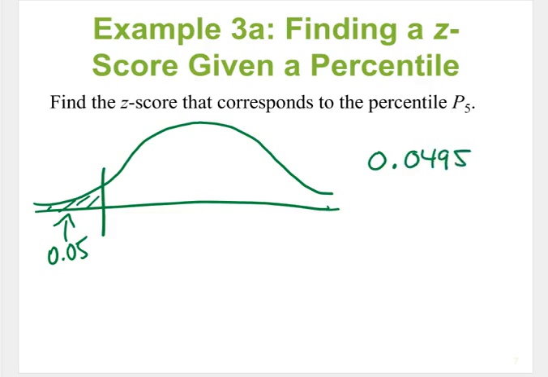0.0495, and I have 0.0505. And notice these two, the one I want is directly in between those two. So if you have a situation like this where it's not closer to one or the other, take exactly the value in between.